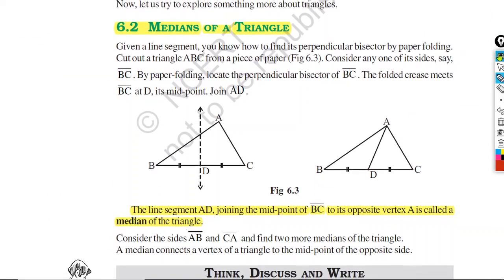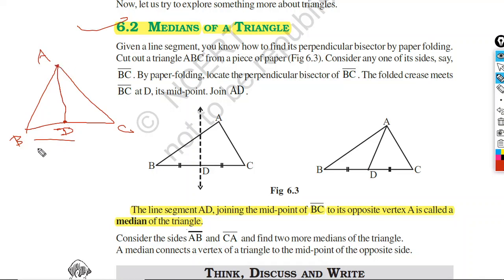Okay, another part is the median. What is a median? Now you see, a median is a line segment. First we will draw a triangle. Now in triangle ABC, a median is a line segment which joins the midpoint of a side. Suppose BC side, its midpoint is D. Midpoint of a side and its opposite vertex. Please write it down. Median is a point. Sorry, median is not a point. Median is a line segment.